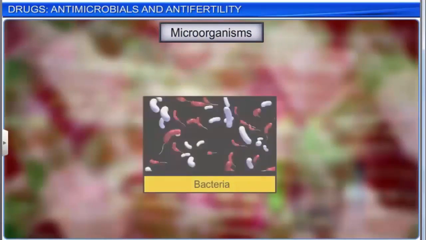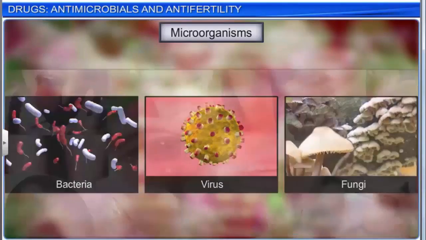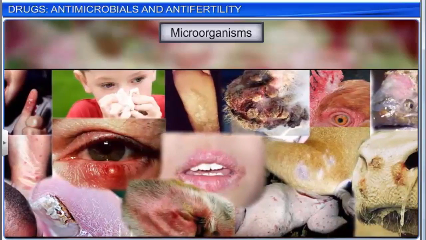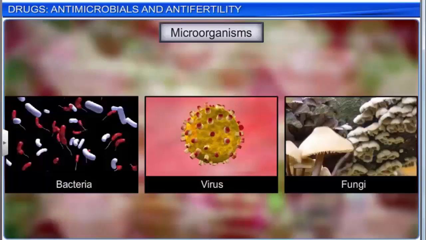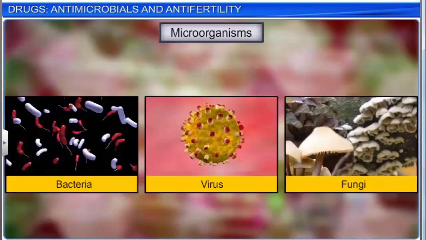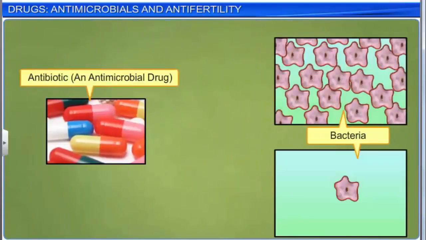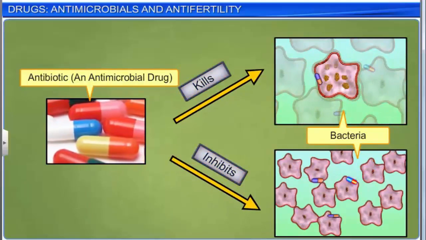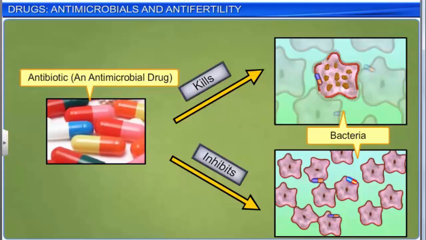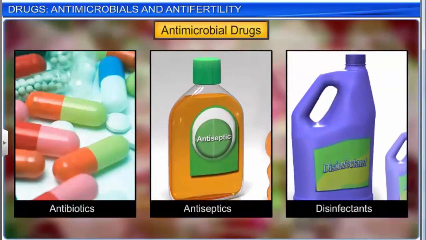Microorganisms such as bacteria, virus, and fungi cause different diseases in human beings and animals. Such disease-causing microorganisms are called pathogens. An antimicrobial is a substance that kills or inhibits the growth of these microorganisms. Antibiotics, antiseptics, disinfectants are antimicrobial drugs.